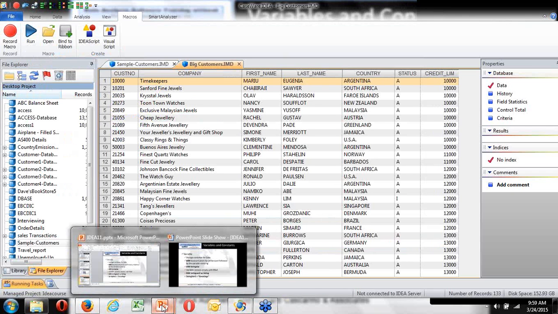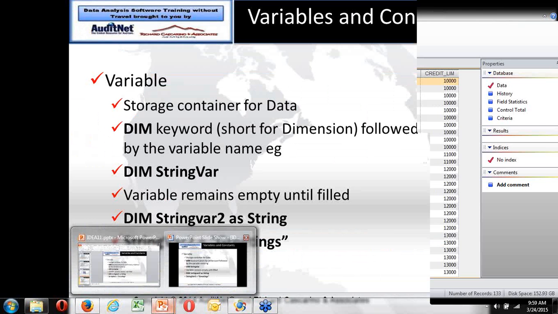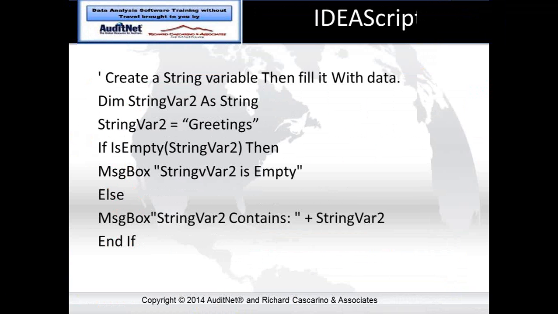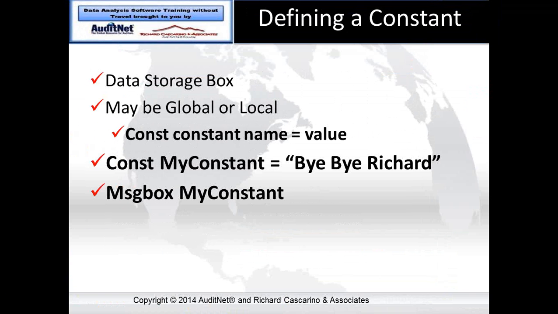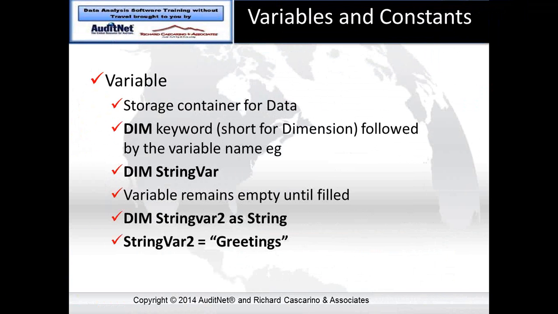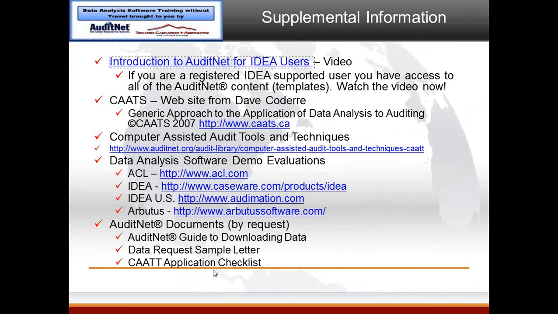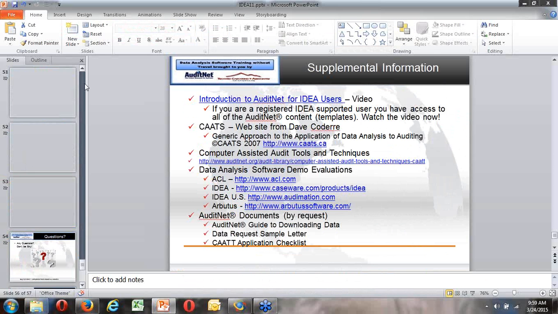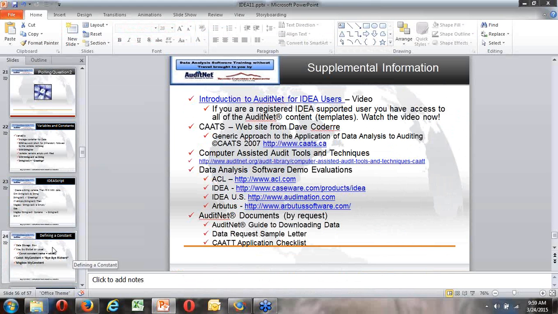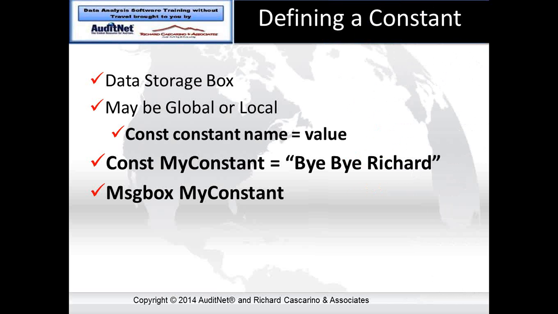Now, when we created that storage box, that storage container for data, and we followed that script, it can either be a global name or a local name. I can create a constant. So here we created a variable, okay, and we said we wanted a Dim, which was a string variable. Let me go back up to where we were. What we're now going to do is, instead of a variable, we're going to create a constant. And in this case, the constant is going to be bye-bye Richard.